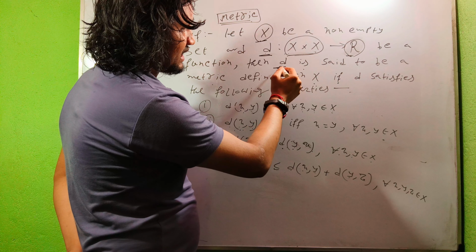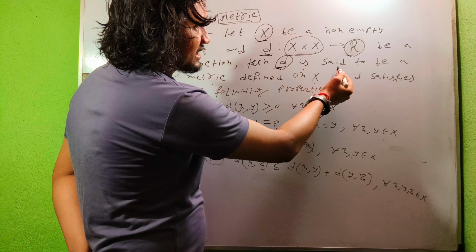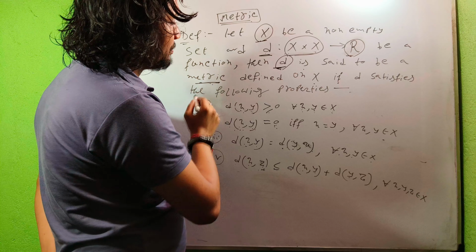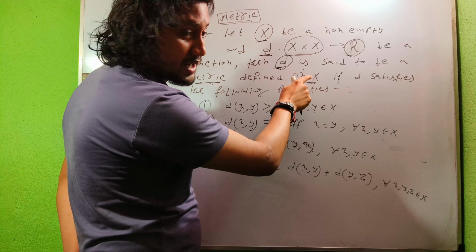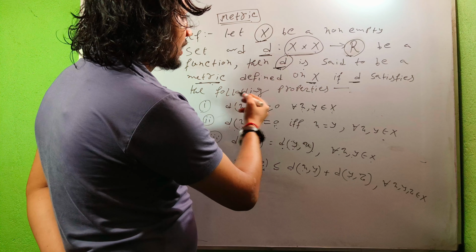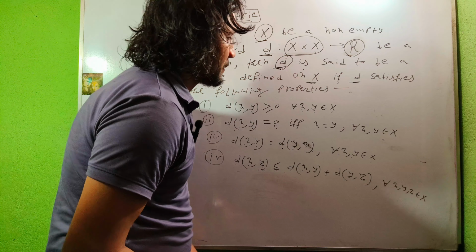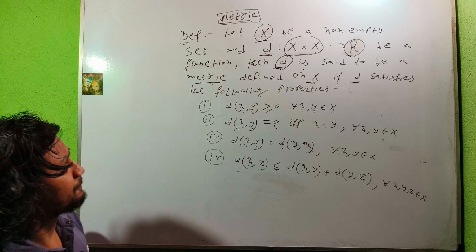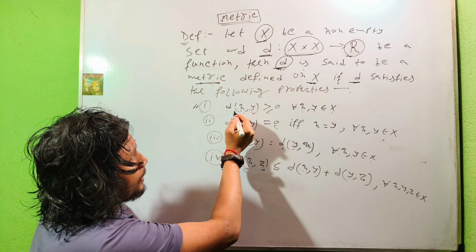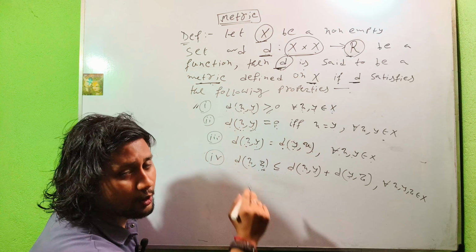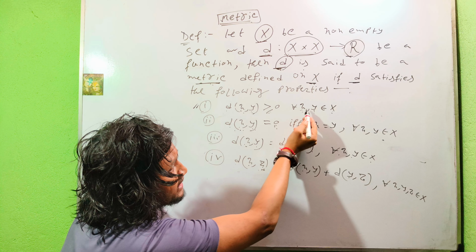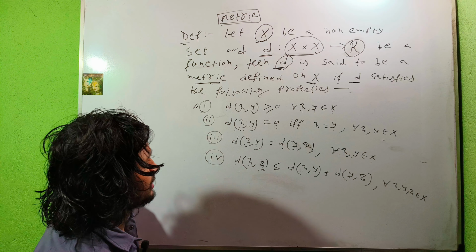Then the function D is said to be a metric defined on X if it satisfies the following properties. What are the properties? The first property is d of x comma y is greater than or equal to 0, for all values of x comma y belongs to X.